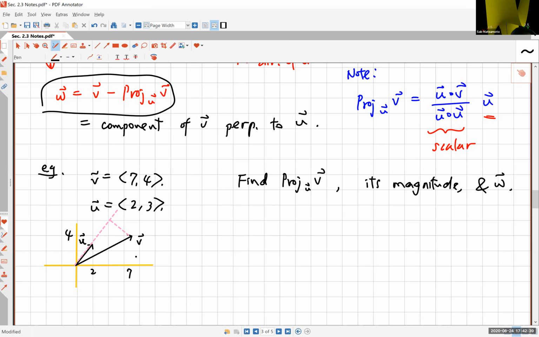So V is 7, 4, it's this vector here. And then U is 2, 3, but you can extend it. And here is the vector. And you can pretty much tell that the projection you want is actually like this. That's the projection you're looking for. Okay. So how do you find that?